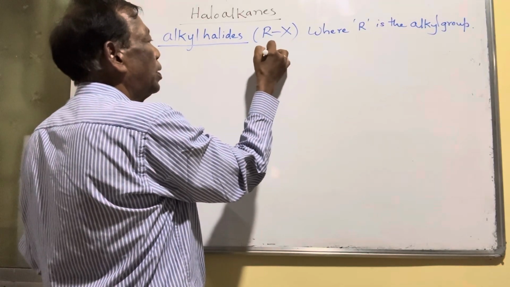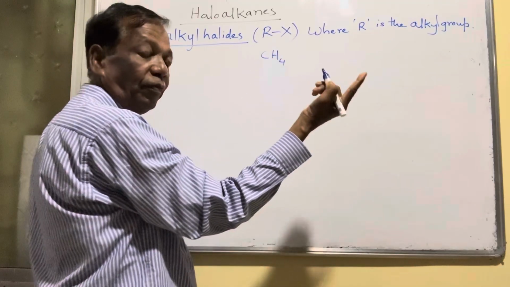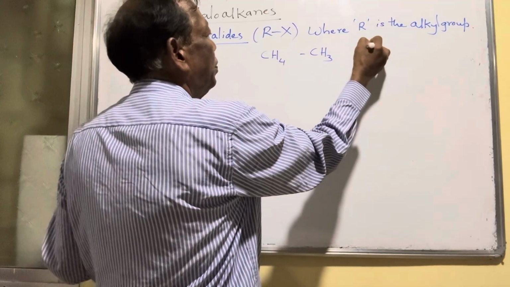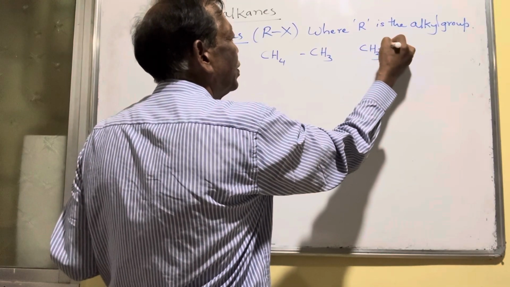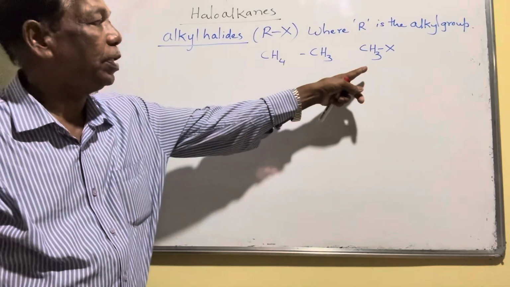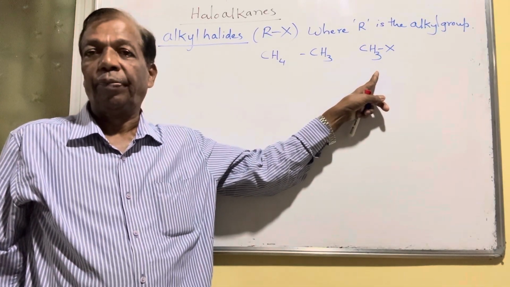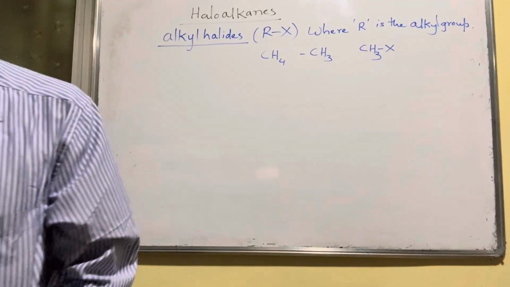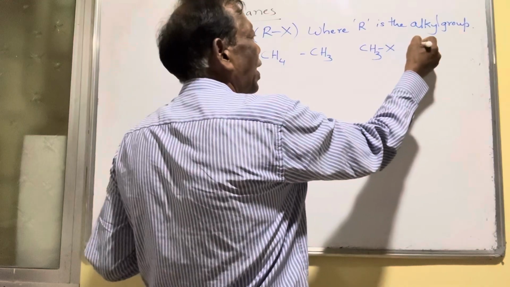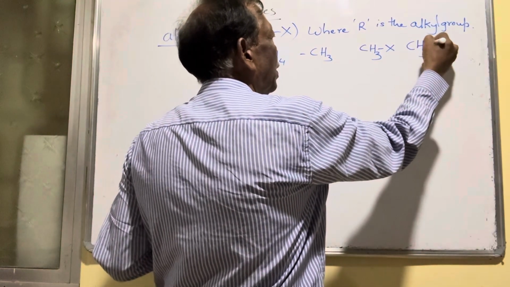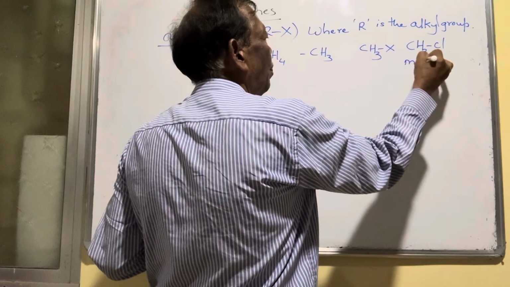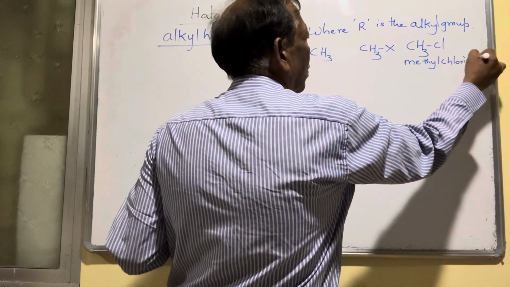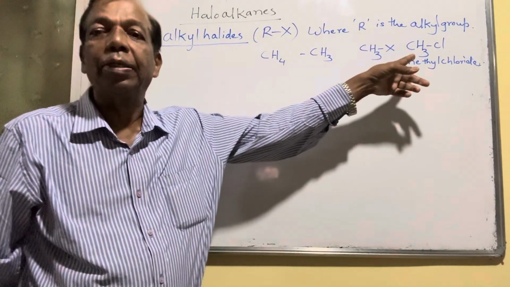Suppose we have, as I told you last time, methane in that video, methyl. Now this methyl becomes methyl halide, where the halide can be X. So here the alkyl group is methyl, the alkane is methane. So from this, suppose I have replaced X by chlorine, I will get methyl chloride. Now this is what is called an alkyl halide.